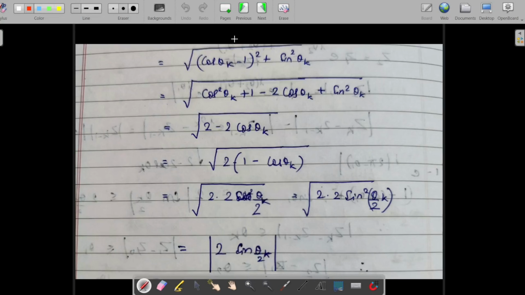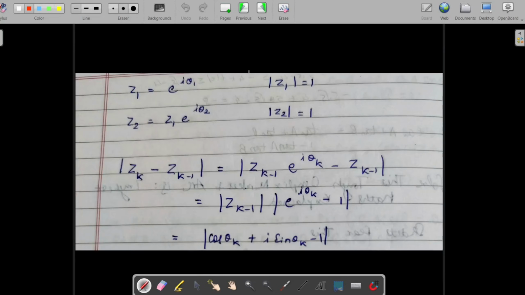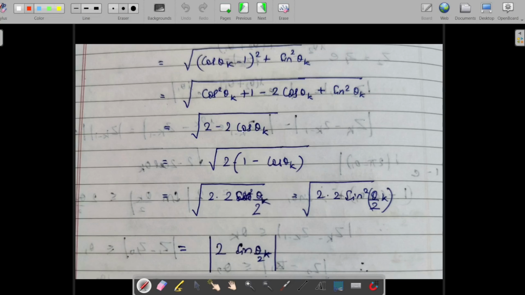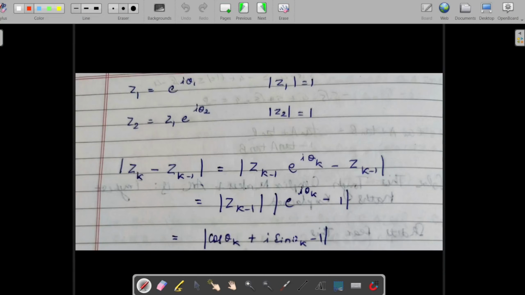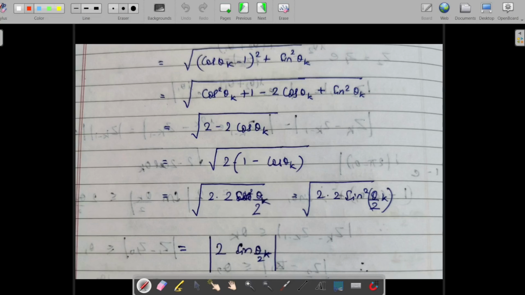So basically this is simply finding the modulus of this term. So you will have 2 minus 2 cos theta k. You have to finally write it in terms of only one function, either cos or sine. So in this case, it simplifies in terms of sine. When you simplify this term, you finally get 2 sine theta k by 2, that is, 2 sine of the angle theta k by 2.